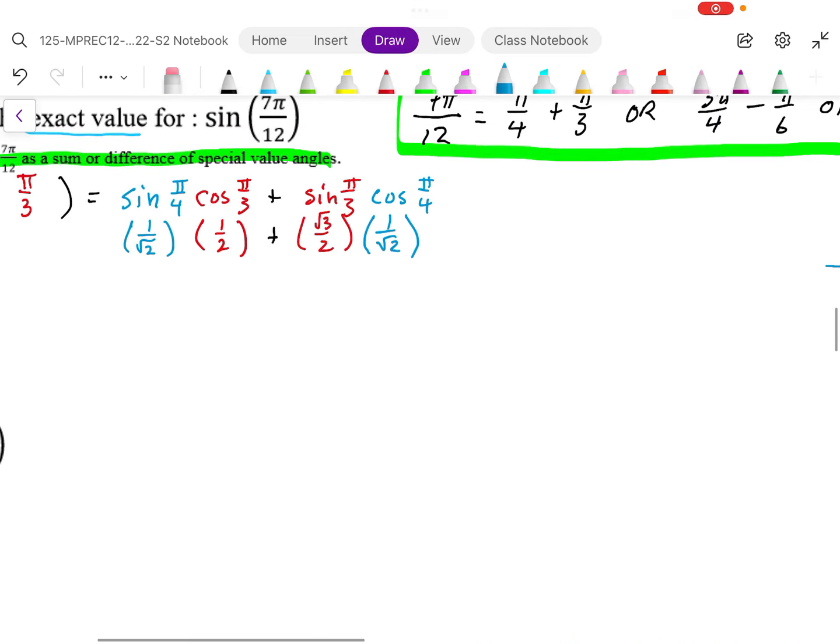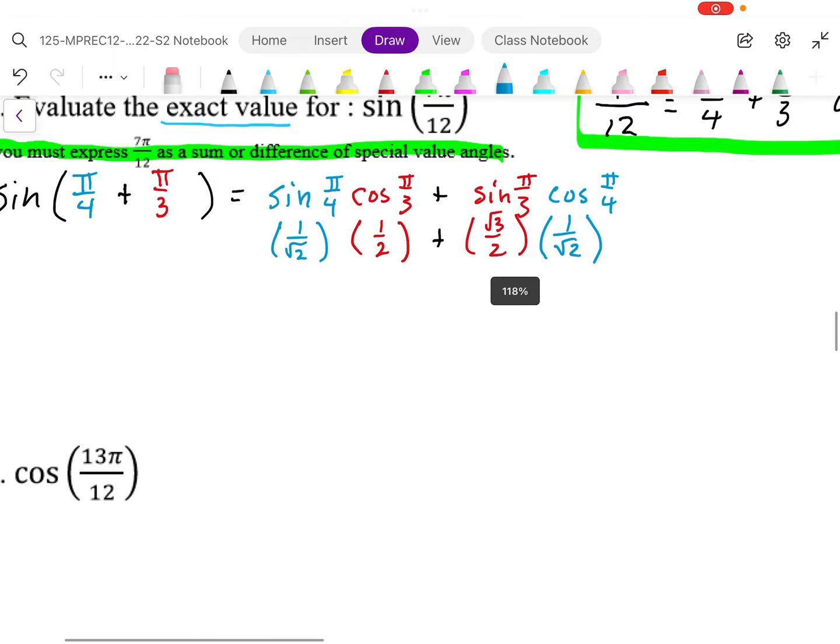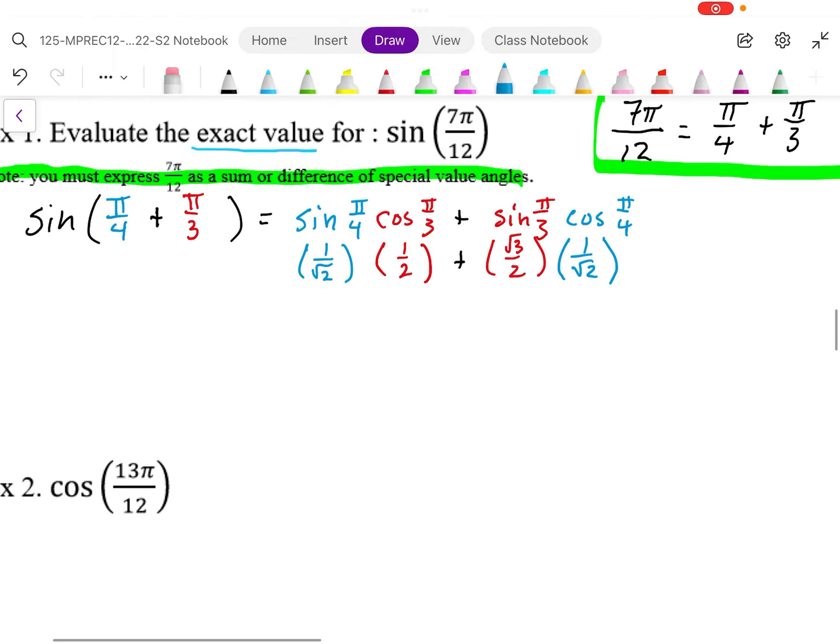Okay, so there it is. I've got my sine value for 7 pi over 12. It's an exact value. All I need to do is simplify this expression, so I end up with 1 over 2 root 2 plus root 3 over 2 root 2.